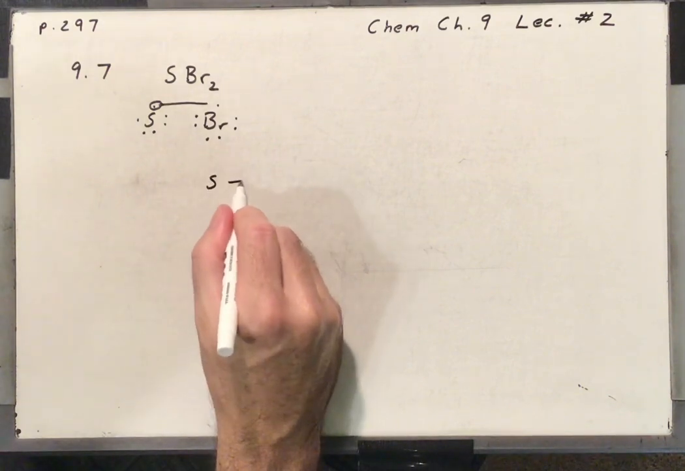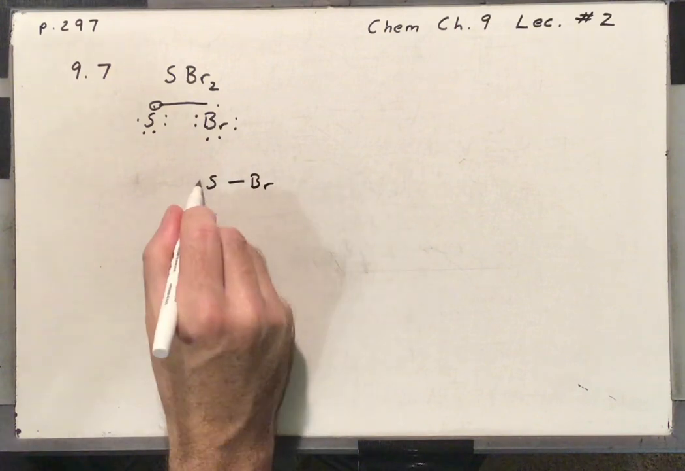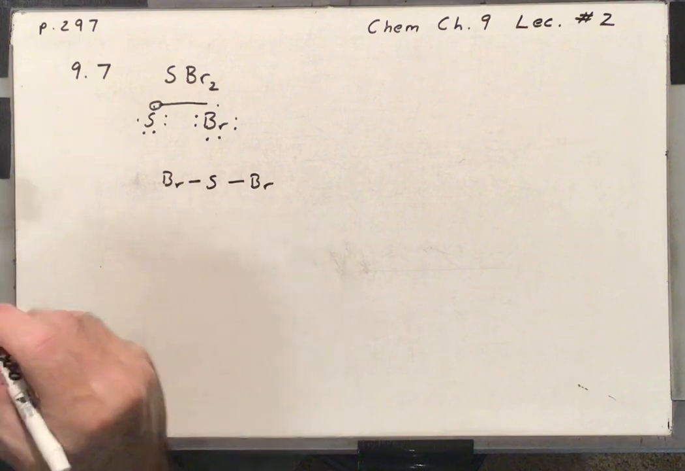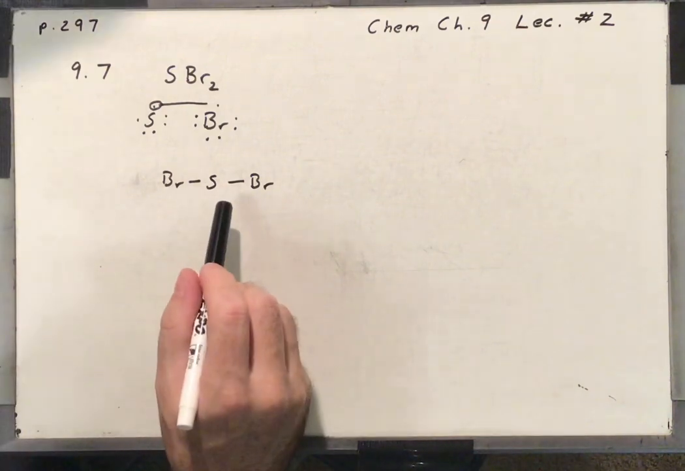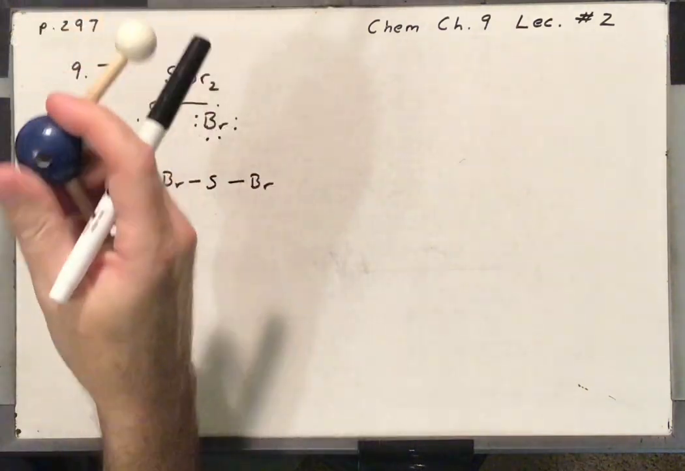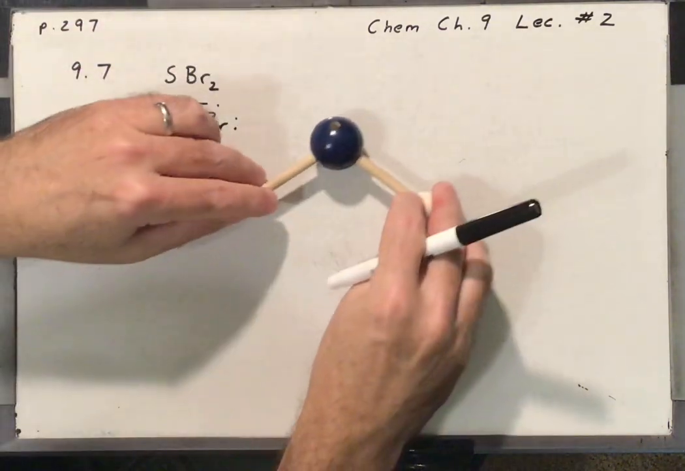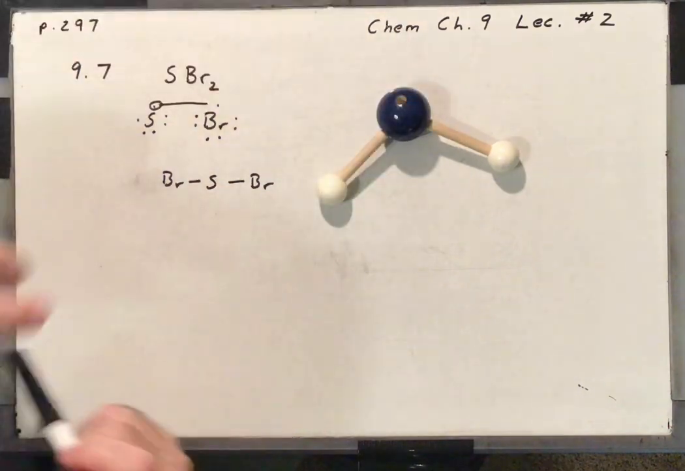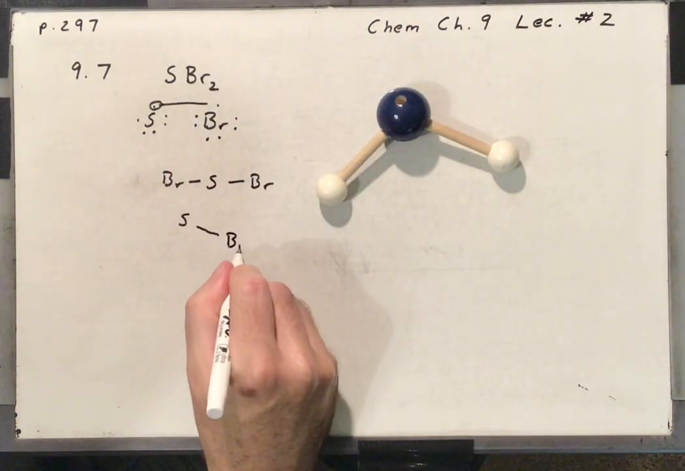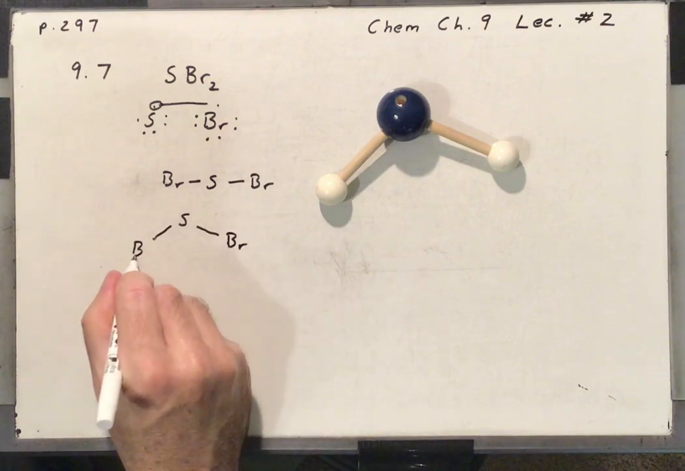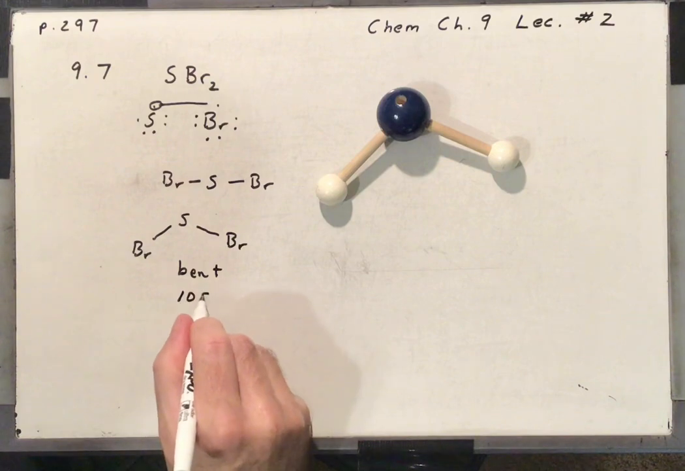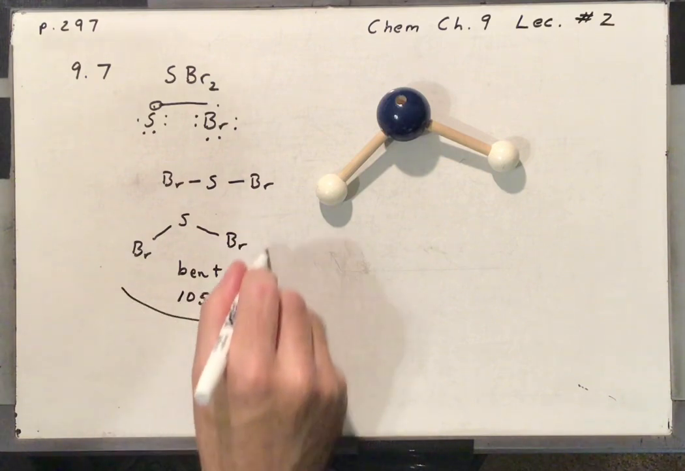Now the chapter 8 version of this would be like this, right? Not going to draw the dots again. If we have a central atom surrounded by 2 single bonds, that is just like water, right? It's going to be the bent shape. So that looks like this. So it's bent, and the bond angle is 105 degrees.